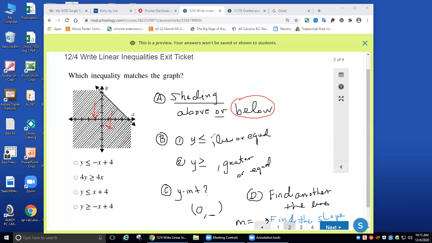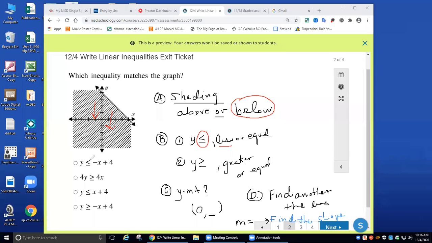So that's below. So the next question in part B, is it going to be number 1, y is less than or equal to, or is it going to be number 2, greater than or equal to? Which direction should it be? 1 or 2? I hear 2 people say 1. That's right, 1. So because it's below, we need to think of less than, and we have to choose this direction.